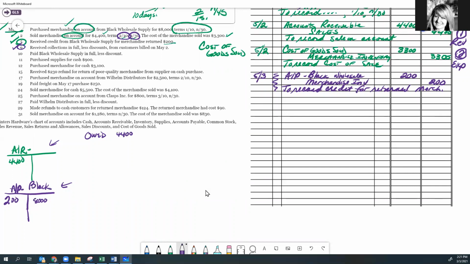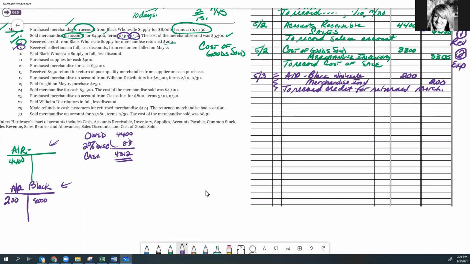And I like T accounts because if they had returned any merchandise or if we had given them an allowance, we would have adjusted that receivable. So I like the T accounts because we can see clearly they still owe us $4,400, and they're going to get to take their 2% discount. So their discount is going to be $88. They're going to get to remove that. And so the amount of cash that they're going to pay and that we are going to receive is $4,312.